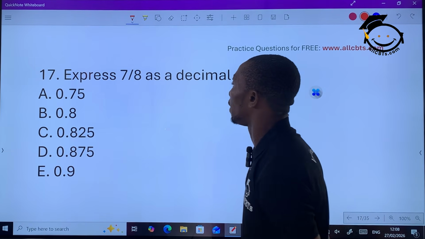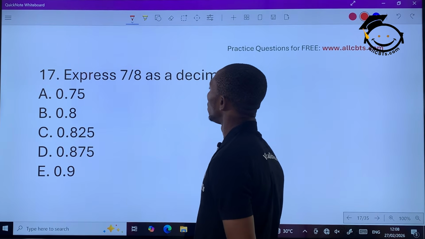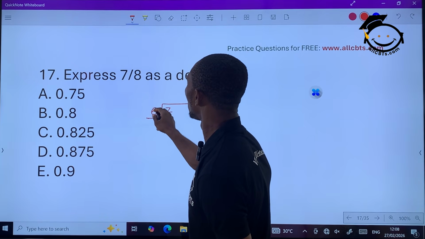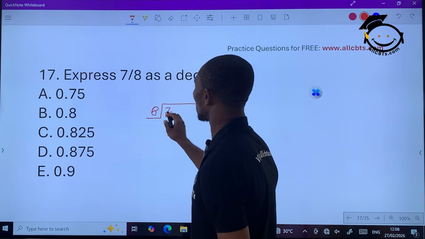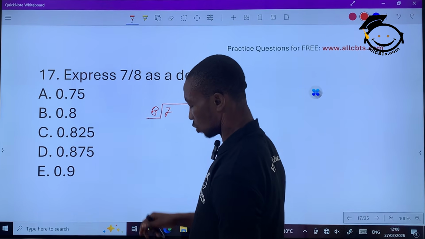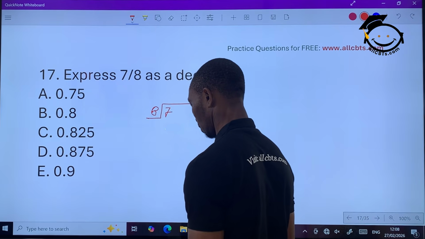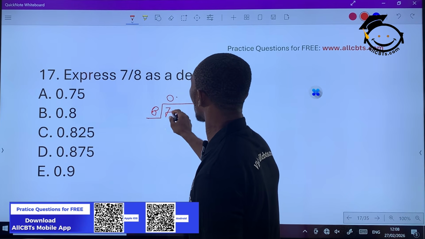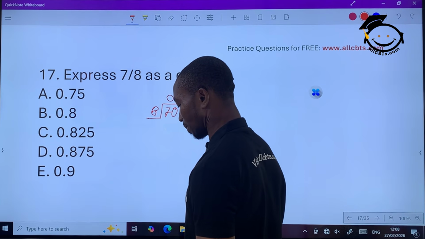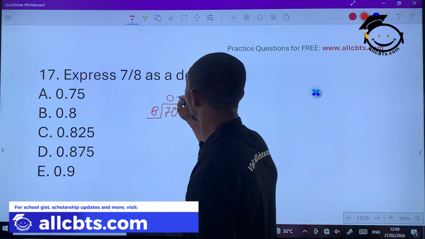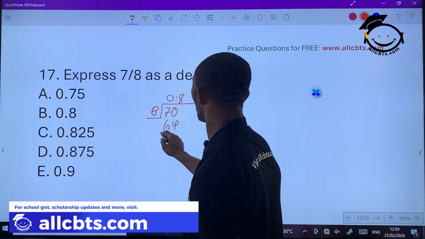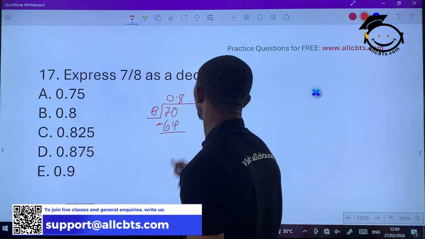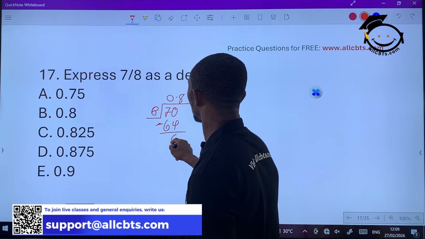Express 7 over 8 as a decimal. Alright, let's express this as a decimal. We use our long division. 7 in, 8 out. So can 8 divide 7? No. So we have it as 0. Alright, introduce our 0. Now 70 divided by 8 gives us 8. 8 times 8 is 64. Subtracting 70 minus 64 gives us 6.